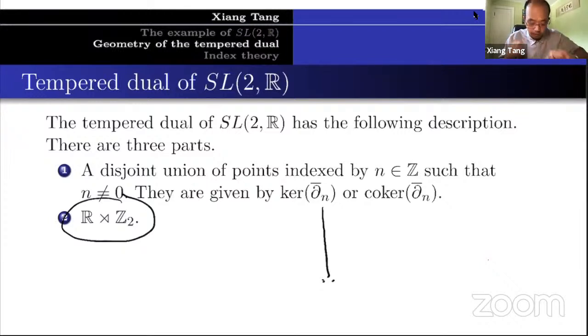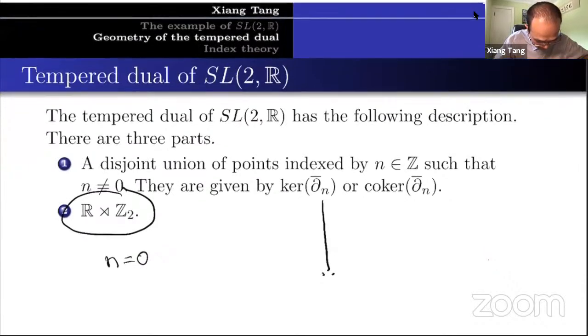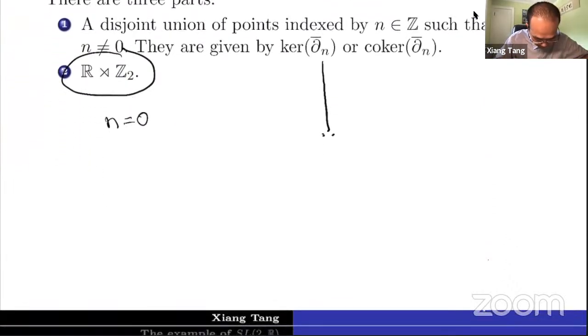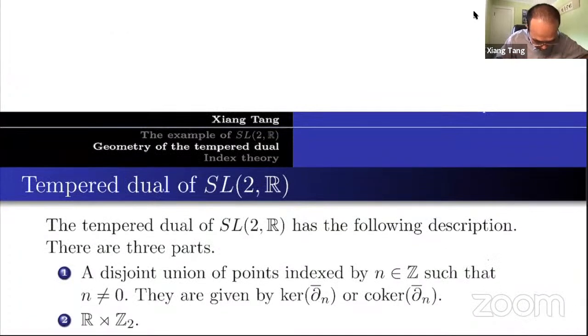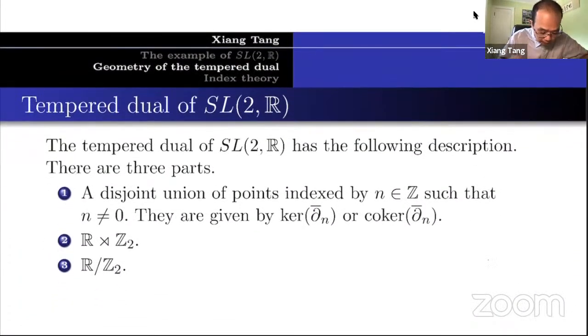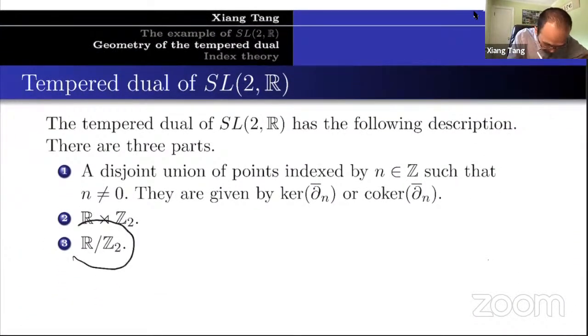So that's the 0 component. So this actually corresponded to n equal to 0. So this is not the discrete series. That's called limit of discrete series representations. And then for the SL2R, there's another piece. The other piece is this, another connected piece. So this is actually R mod Z2.